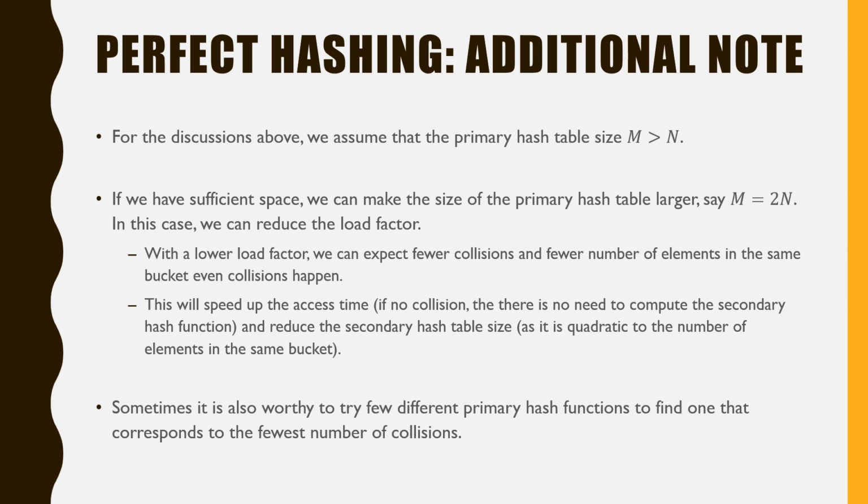Second, while we focus on trying different secondary hash functions, we can also try different primary hash functions in practice. That is, we can try to use a good primary hash function that results in very few collisions, with the largest bucket as small as possible. Both could also contribute to fewer secondary hash function trials and a smaller memory footprint.